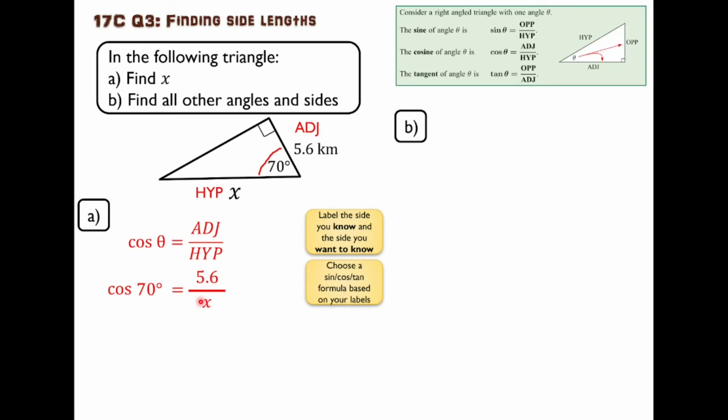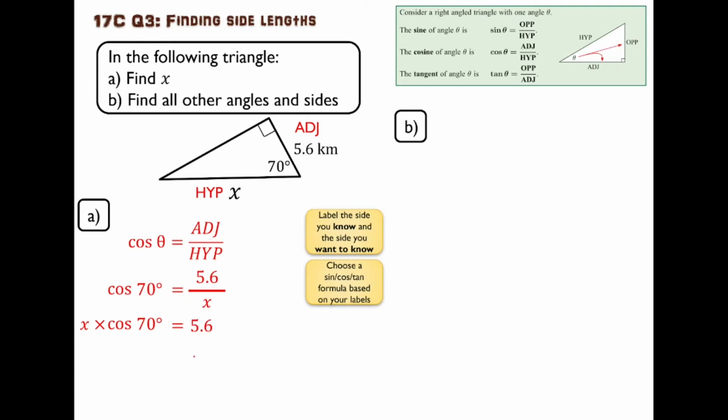Now, we've got a fraction here, and x is on the bottom. We can cross multiply. This divide by x will move to the other side and turn into a times by x. So it will be this number multiplied by x. Divide by x on this side turns into a times by x on this side. And that equals 5.6.